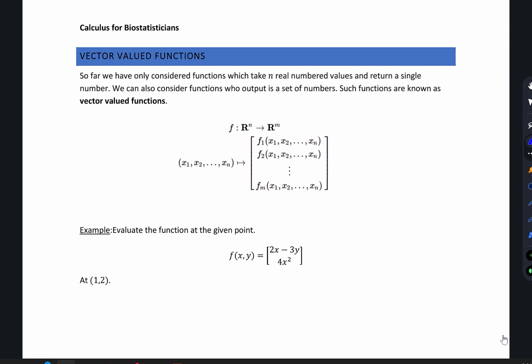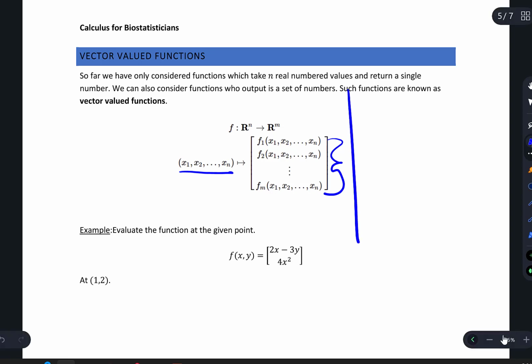And so this is another way we could write this. We're going to take n inputs and get m outputs. So in other words, there are m rows to this vector. There's other ways that we could write this notation. Your book will use something like this when we have just 2 inputs.